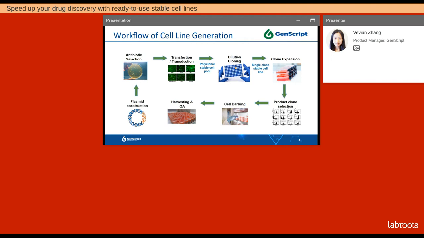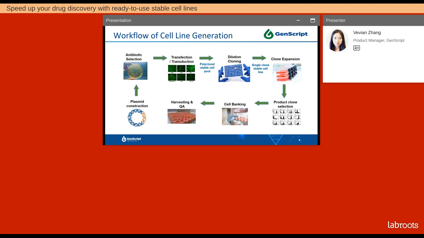First of all, let me introduce to you the workflow of how we generate stable cell lines at GenScript. We start with constructing the plasmid, including both the target gene as well as the selective gene. The plasmid with the target gene will be selected by the antibiotic selection, and only the target expression plasmid will be used for transfection. And from here, a cell pool is generated with heterogeneous expression of the target gene.